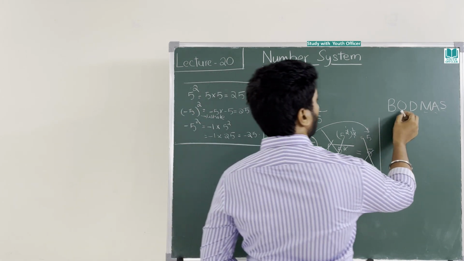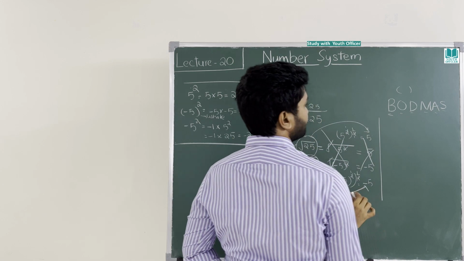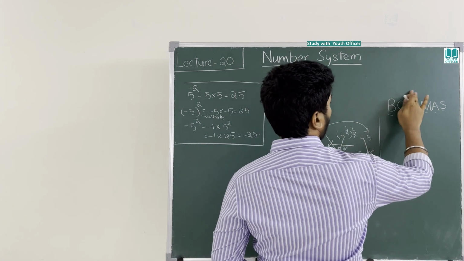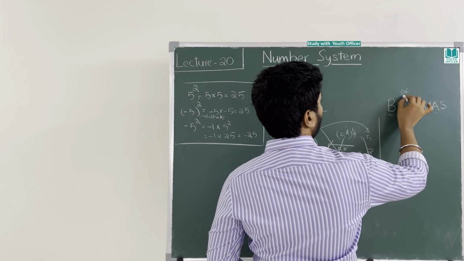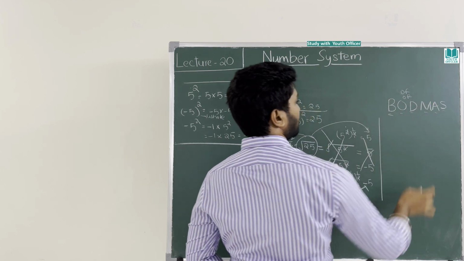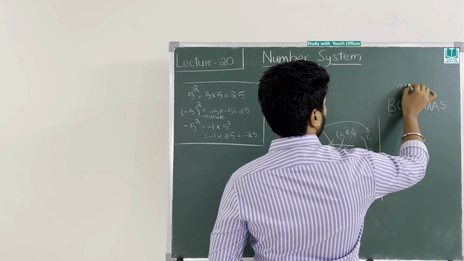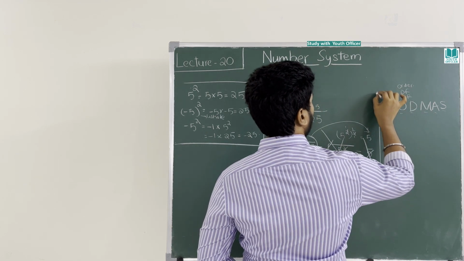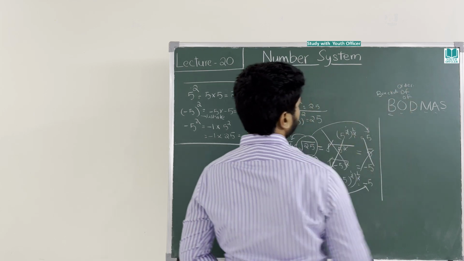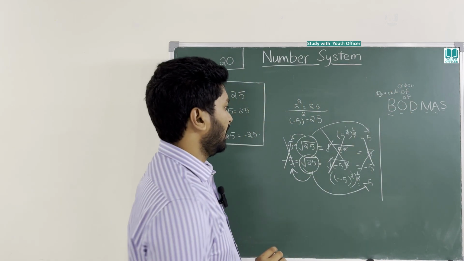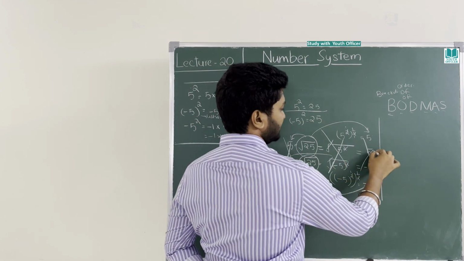This B is brackets. This O is order of, which means square root of, cube root of. Those orders will be taken here. First one is brackets. Brackets will be given highest priority. Okay. Especially here, this answer is correct.